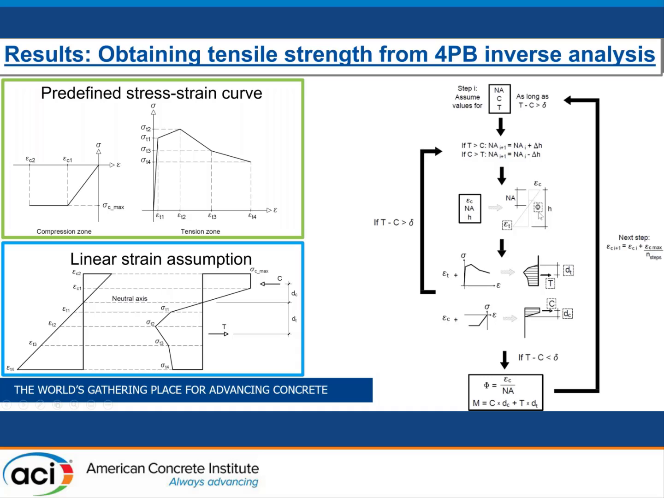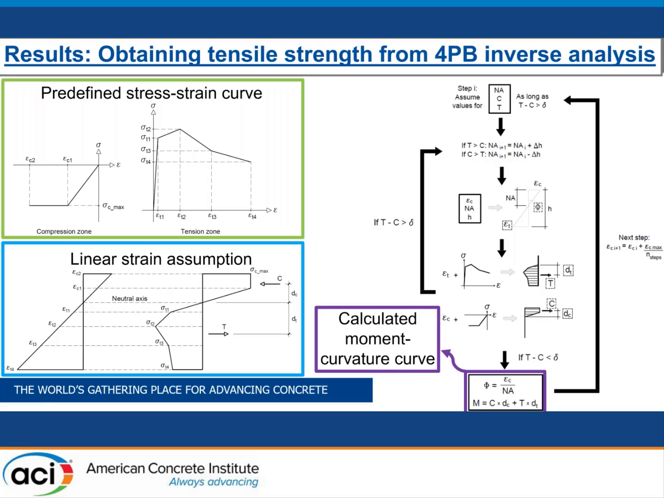the specimen. After that, we can combine what we just found, the tension strain, with the predefined stress strain curve right here, and the compression strain with a compression zone profile. When we combine these two, we can obtain the stress profile, which is the resultant tension force, the resultant compression force, and the distance between the neutral axis and these forces. After we do that, we can finally obtain the calculated curvature and the calculated moment, which gives us a calculated moment curvature curve. So we just saw how to obtain the experimental and the calculated moment curvature curve.